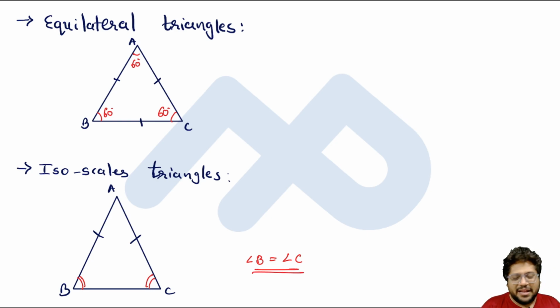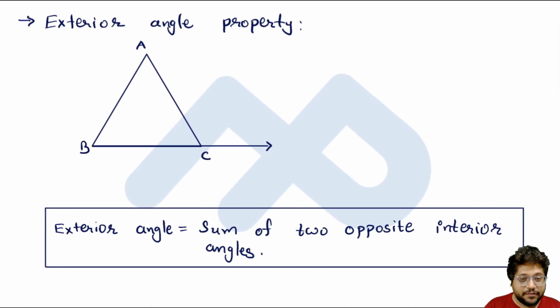You don't need to remember that angle B and angle C are equal, but the property says that in an isosceles triangle, angles opposite to the equal sides are equal to each other. Clear? And now finally the fourth property, which is the most important one, and that is called the exterior angle property.